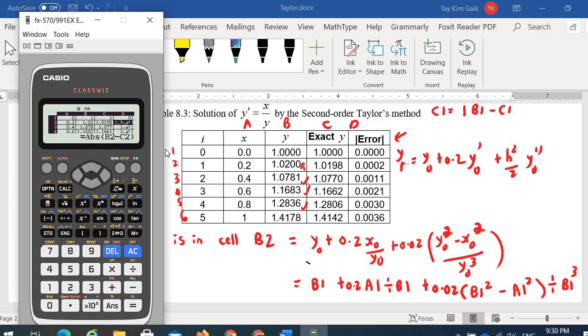If you want to see the value, press shift menu, number 4, spreadsheet, number 2, show the cell, number 2, show the value. Now you can see the values: 0, the second cell 0.002, 0.0010, 0021, 0030, 0.0036.